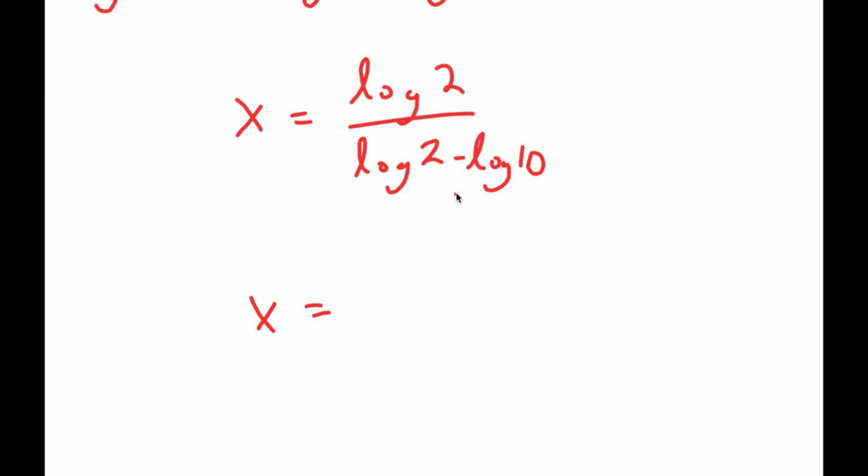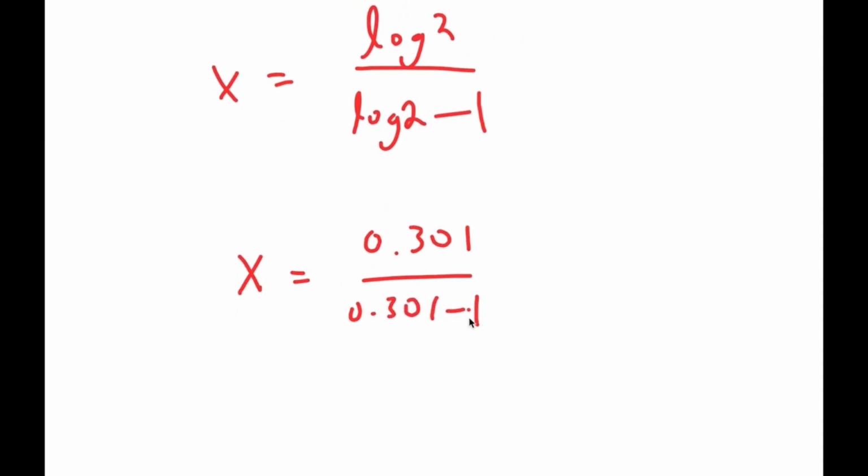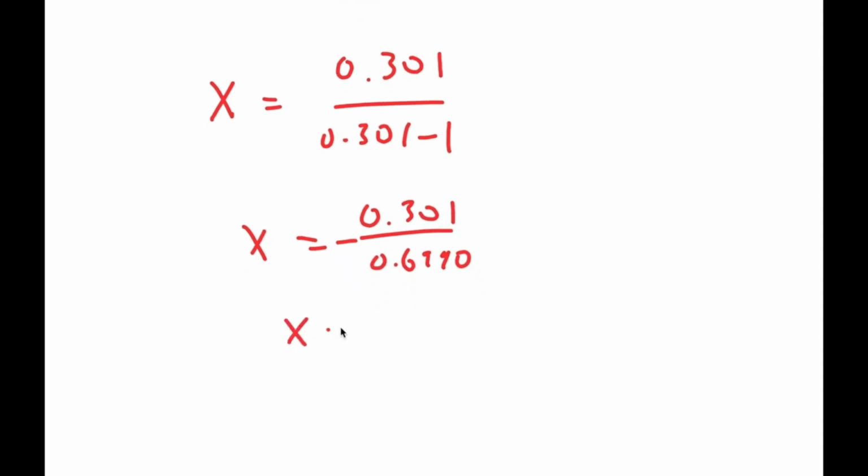So instead of doing all that, what I'm going to do is, if you guys already know, log 10 is equal to 1. So I get log 2 minus 1. And the value of log 2 is 0.301. So I get x is equal to 0.301 over 0.301 minus 1, which means that x is equal to 0.301 over 0.6990, and this is negative. So I get x is equal to negative 0.43.